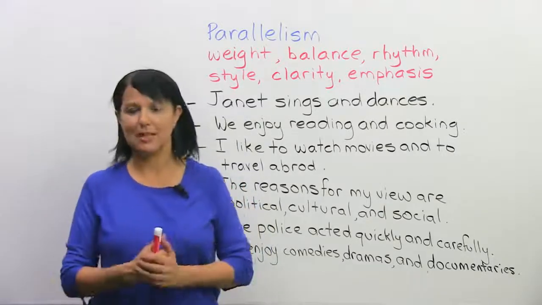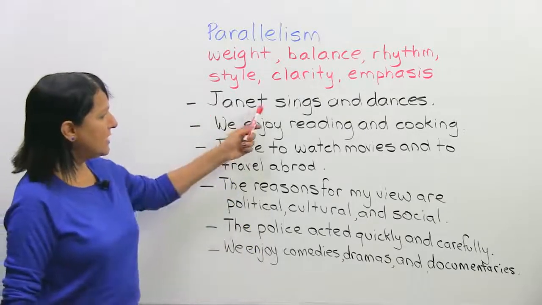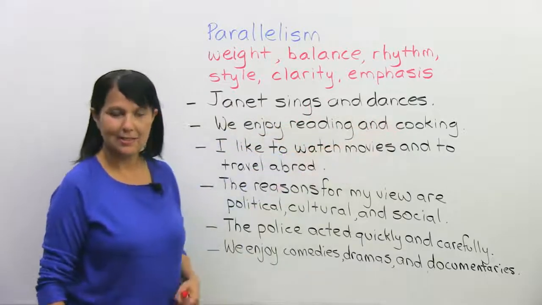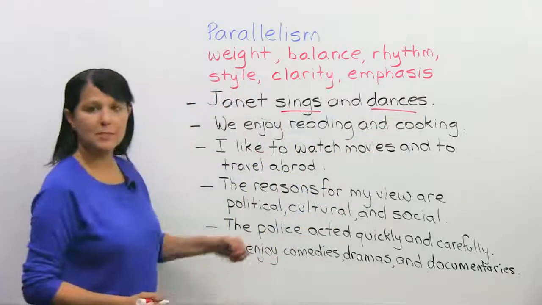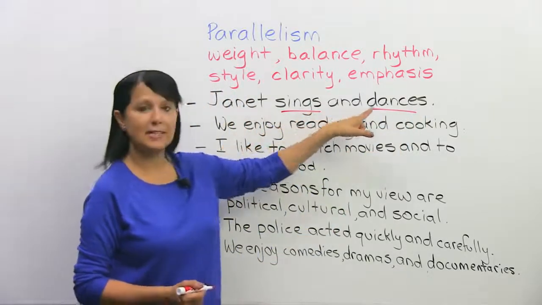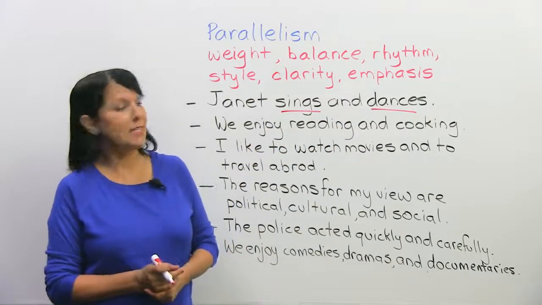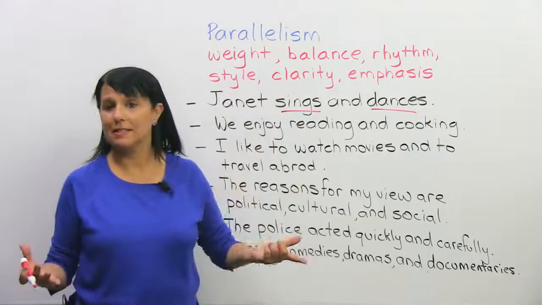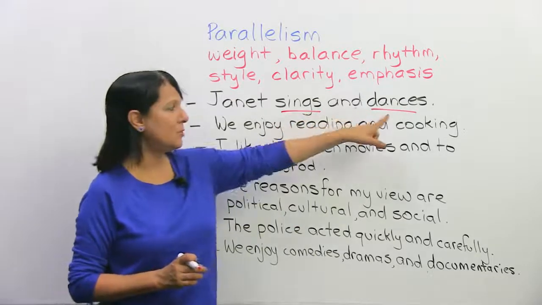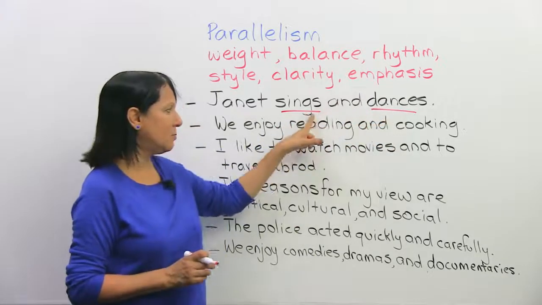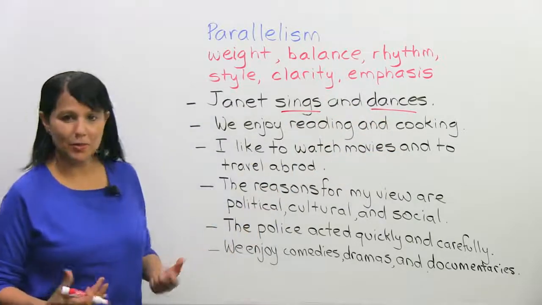Let's look at some simple examples first, okay? So this sentence, the first one, Janet sings and dances. So here, what do we see? We see verbs and verbs. Janet sings and dances. If somebody didn't write this sentence properly, they might write, Janet sings and is dancing. Now here, it didn't match because this was present simple, so this should be a verb in the present simple. They should both be verbs, they should both be in the same tense, and so on. Okay? Let's look at more examples.